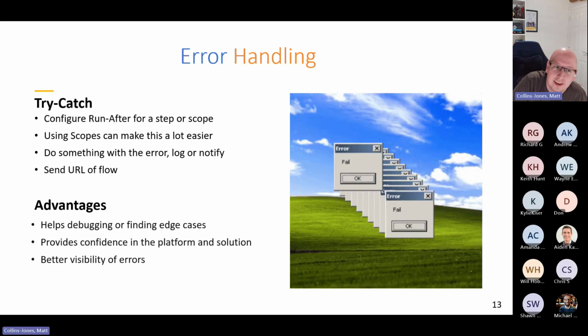Again, error handling, you can do things like configure run after. Scopes make things a lot easier and a lot simpler. You can log errors, you can notify people about errors, and you can send flow URLs, so you can make it easy, just one click and just open it. So really useful, you should absolutely do that.